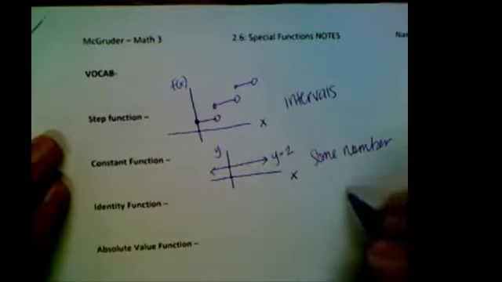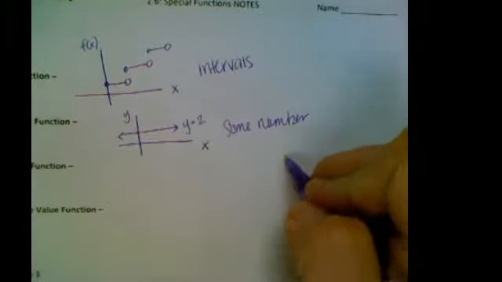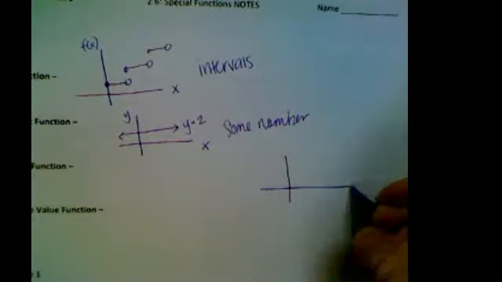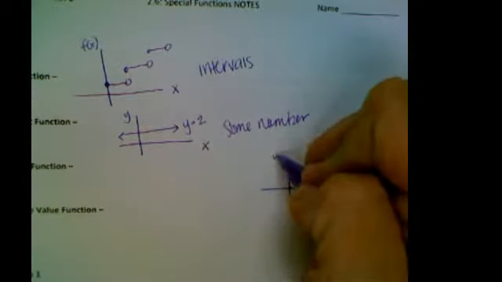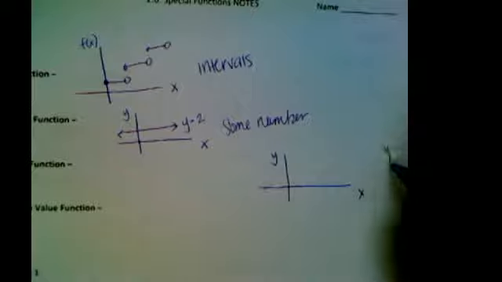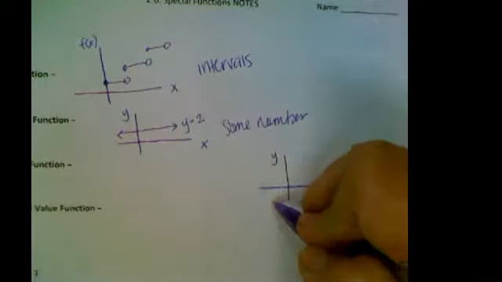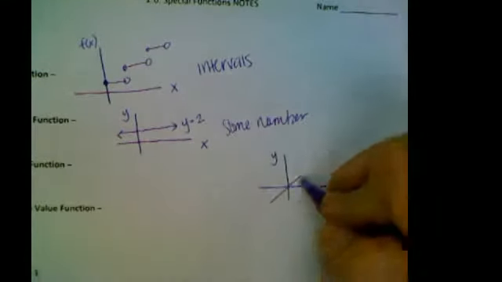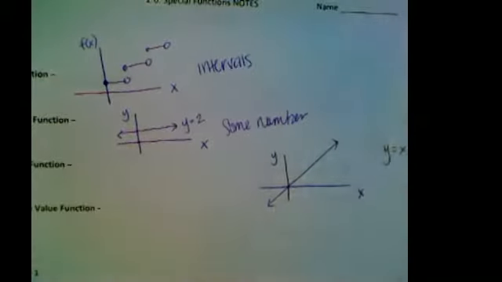Then we have the identity function, which again, you guys have seen it graphed. I'm going to put it over here on the side. But you might not know it as the identity function. Remember, identity means that they are the same. So x is going to be the same value as y. So if x is 2, y is 2. Also known as y equals x. So it is a slanted line with a positive slope, and it goes through the origin.